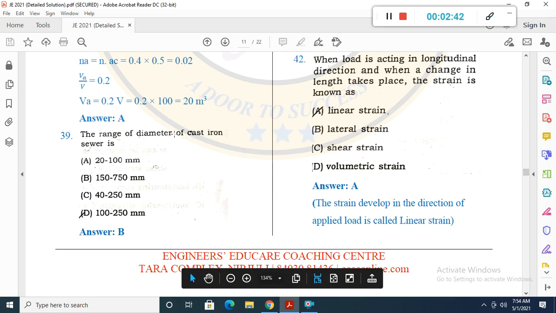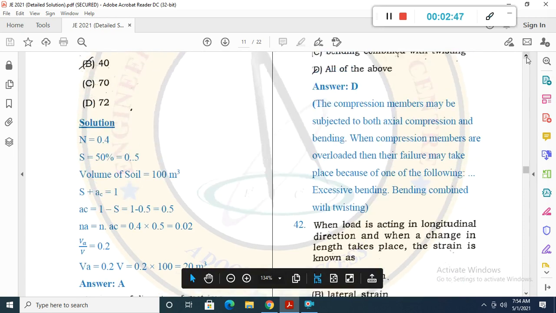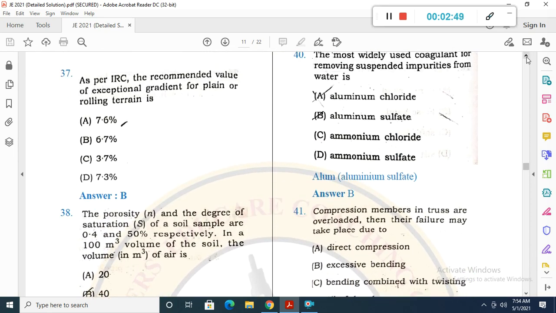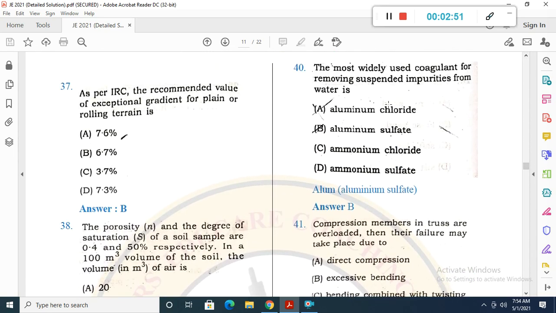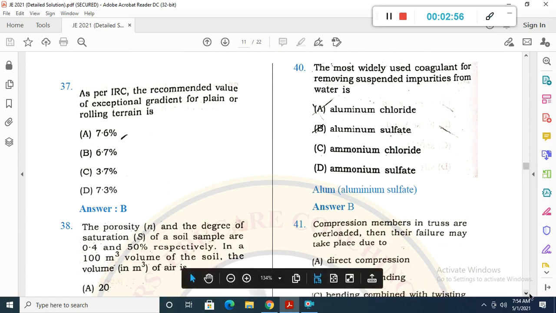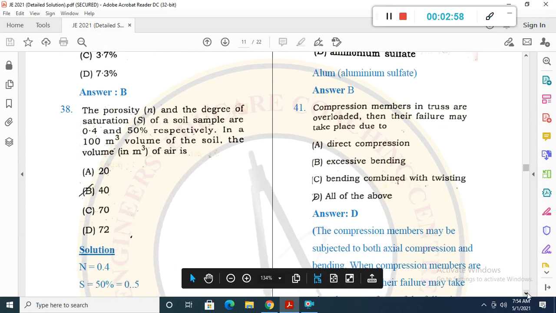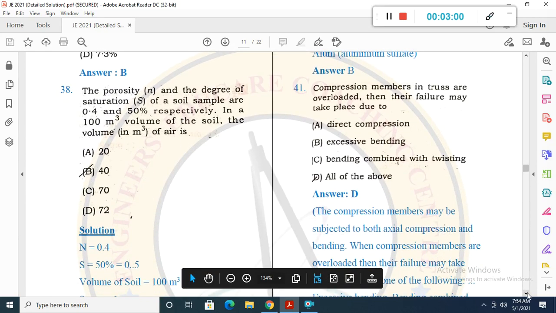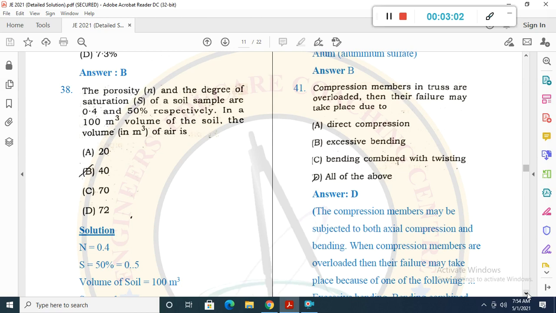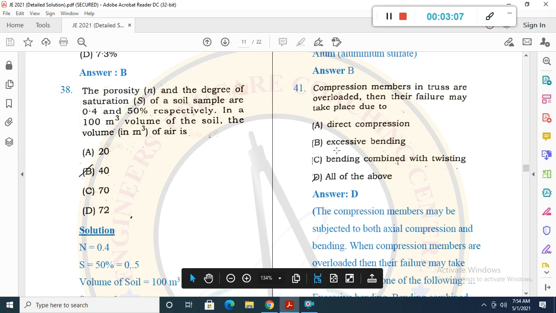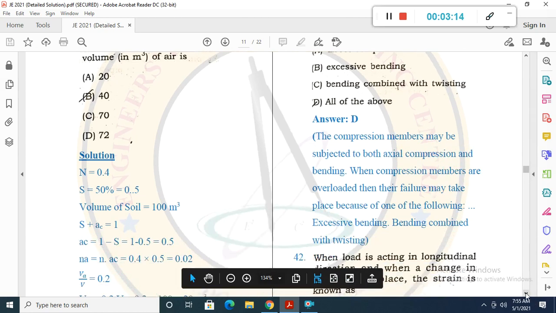The range of diameter of a cast iron sphere is 100 to 250 mm. Next, question number 40. The most widely used coagulant for removing suspended impurities from water is, so option number B, that is aluminum sulfate. Next, 41. Compression members in a truss are overloaded, then their failure may take place due to, so option D. The failure may be direct compression, maybe excessive bending, maybe bending combined with twisting. So option D, all of the above, is the correct answer.